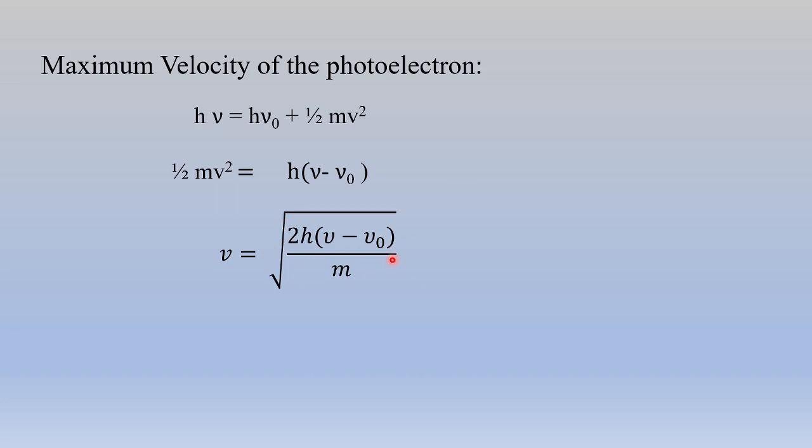Suppose instead of frequency, we express the energy of the photon and the work function. The incident energy can be expressed by replacing h nu by E, and h nu 0, that is the work function, can be replaced by phi. Then the expression for the maximum velocity of the photoelectrons becomes v is equal to square root of 2 into E minus phi, all divided by m.